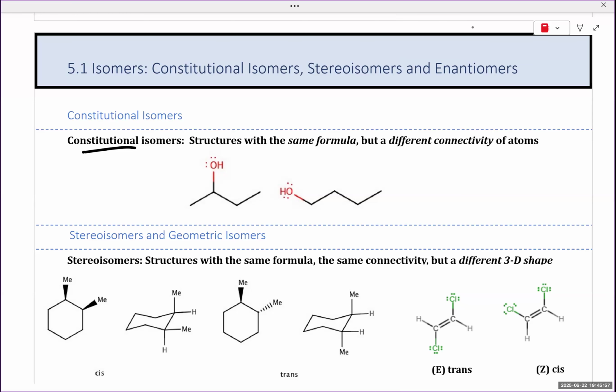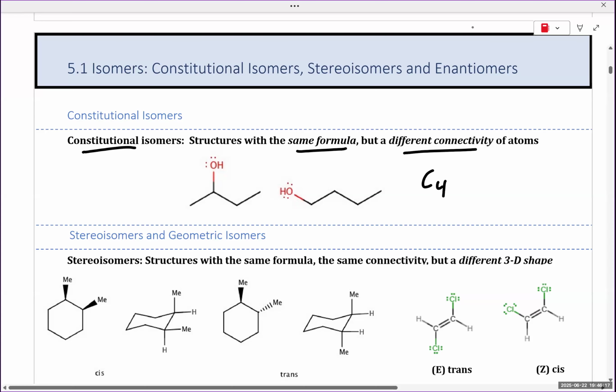Constitutional isomers are structures with the same formula but a different connectivity of atoms. So in this case, if we look at these two constitutional isomers for butanol, as we can see, they have the same number of carbon and hydrogen atoms. So we have a formula of C4H, 1, 2, 3, 4, 5, 6, 7, 8, 9, 10.